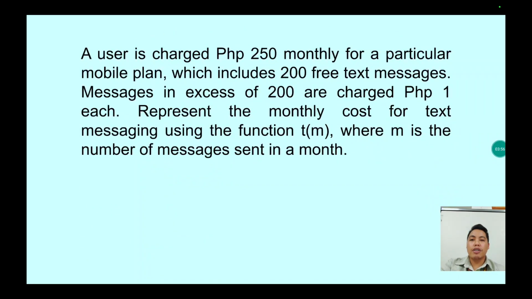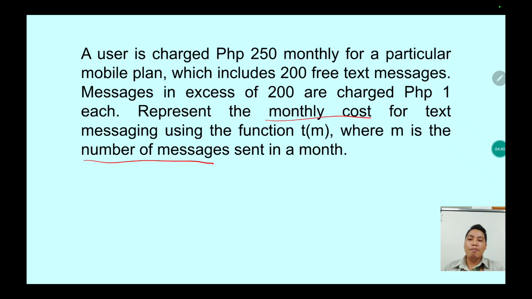A user is charged 250 pesos monthly for a particular mobile plan. I hope you're familiar with the mobile plan. It includes a certain number of free text messages, and the example shows it includes 200 free text messages for 250 pesos monthly. Messages in excess of 200 are charged 1 peso each. So only the excess of 200 messages will be charged 1 peso each. Represent the monthly cost for the text messaging using the function T of M, where M is the number of messages sent in a month. So our input is the number of messages, and the output will be the monthly cost.